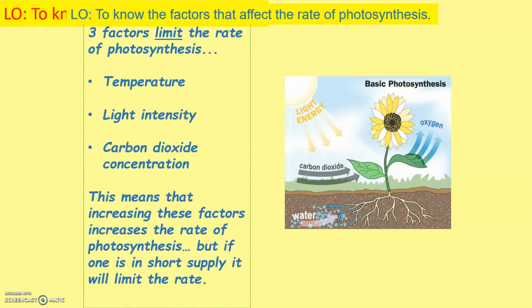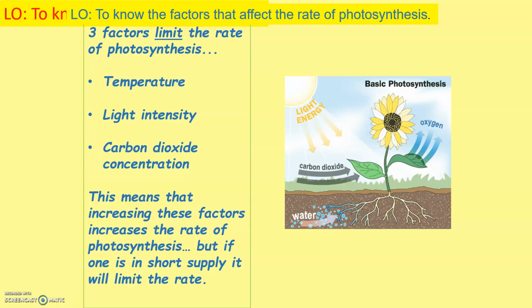There are three factors, so three different things which limit the rate of photosynthesis. By limit we mean it stops it from increasing above a certain level if one of these factors is missing or at a very low level. And the rate of photosynthesis, we're talking about the speed at which the plant photosynthesizes or produces that glucose.